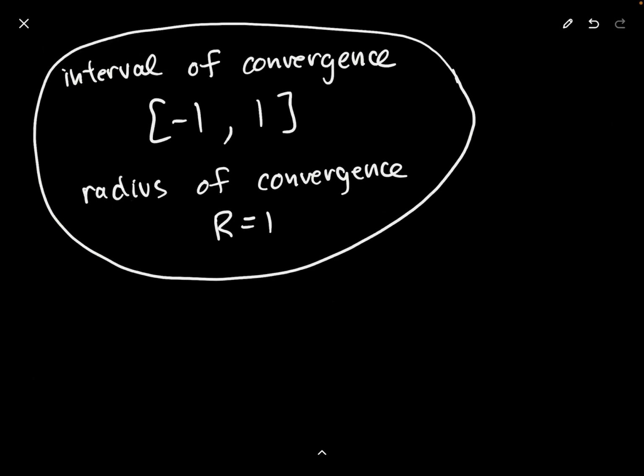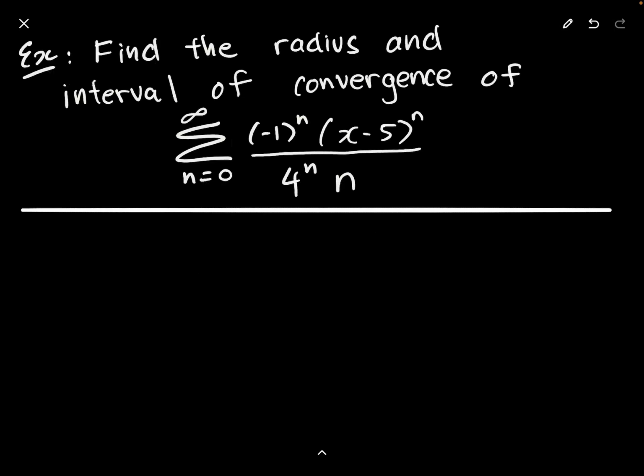So since we included both the endpoints, the interval of convergence is minus 1 to 1, including minus 1 and 1. And the radius of convergence is always half that interval, r is equal to 1. Next, find the radius and interval of convergence for this power series.